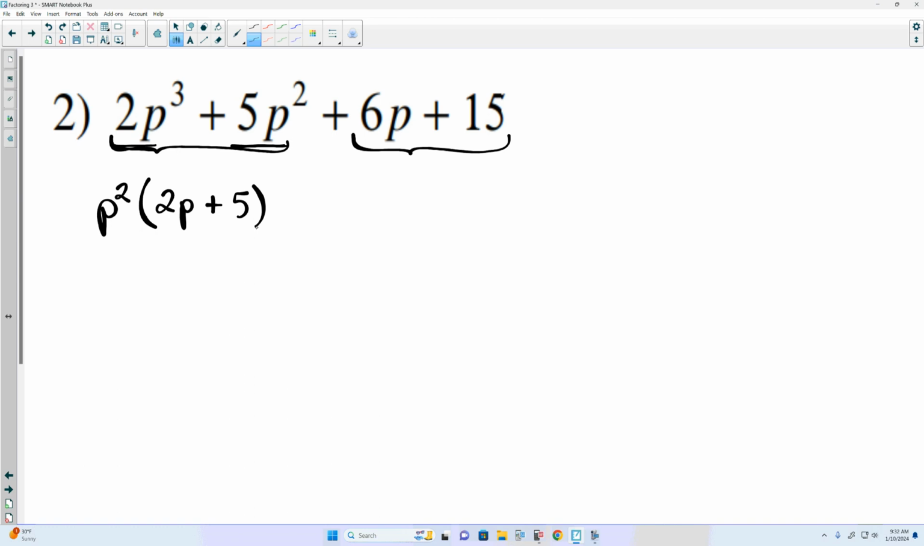Okay, now we're going to look at the other 2, 6p and 15. They have a common factor of 3, yes? And the 3 would be positive, so we'll say plus 3. And if I factor the 3 out of 6, we're left with 2p. And when we factor the 3 out of 15, we're left with 5. Questions on this here?